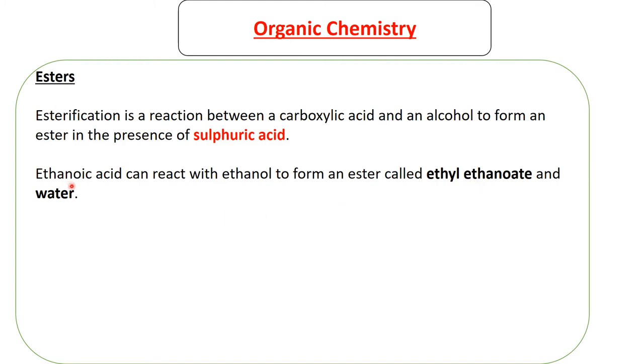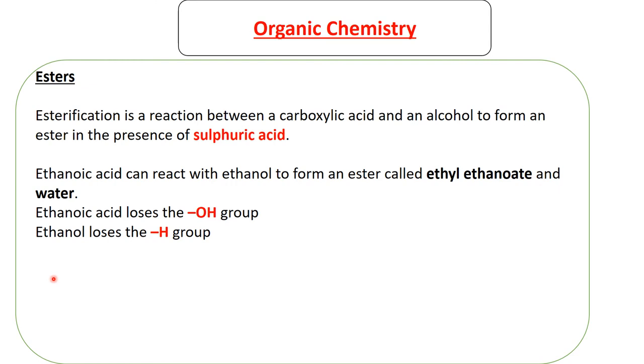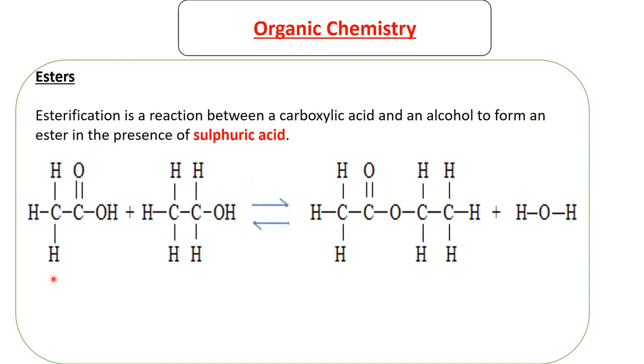So now when the acid reacts with alcohol, what happens is the acid is going to lose the OH group, while the alcohol is going to lose the H. When this happens, the OH and the H are going to combine to form water. The remaining parts are going to combine to form an ester. So this is using the structural formula, this is what's happening. So we have the acid here and we have the alcohol here.